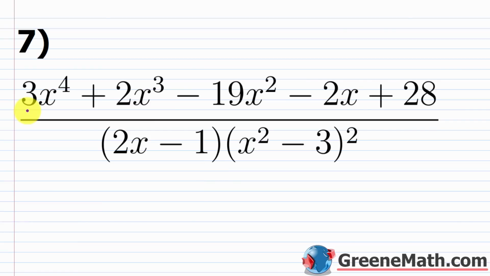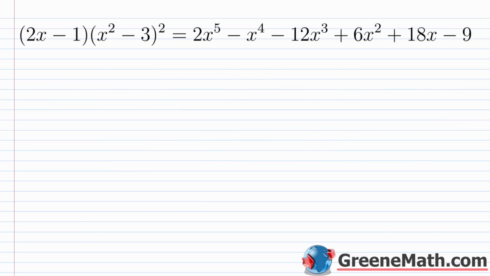All right, for problem 7, we have 3x to the 4th power plus 2x cubed minus 19x squared minus 2x plus 28 over the quantity 2x minus 1 times the quantity x squared minus 3 squared. All right, the first thing we would ask here is, is this a proper fraction? How do you get the degree of the denominator when it's in factored form?